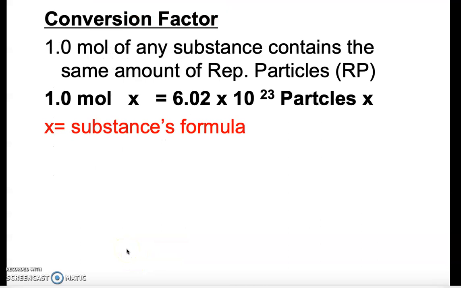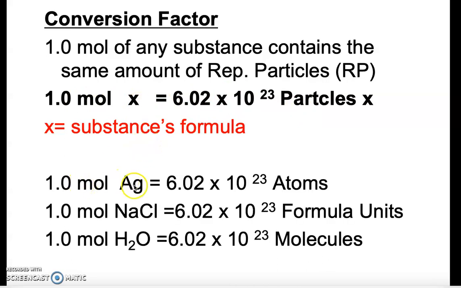Now, a conversion factor using the representative particle and the mole. One mole of any substance contains the same amount of representative particles. Any substance is going to have this specific conversion factor. One mole of X, any substance, equals 6.02 times 10 to the 23rd particles of X. X is basically the substance's formula, whatever it's going to be: an element, an ionic compound, or a molecular compound is going to go where the X is located. So it's a universal formula that has to be modified every time you use it.